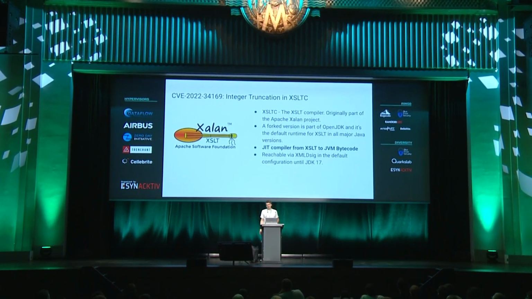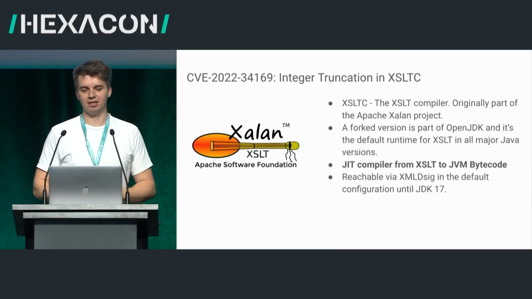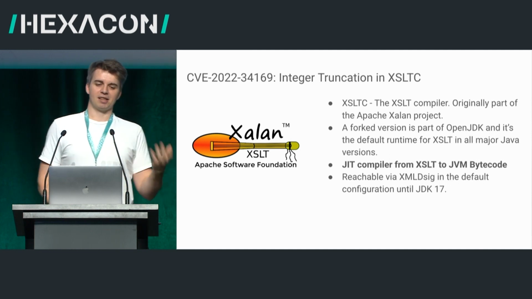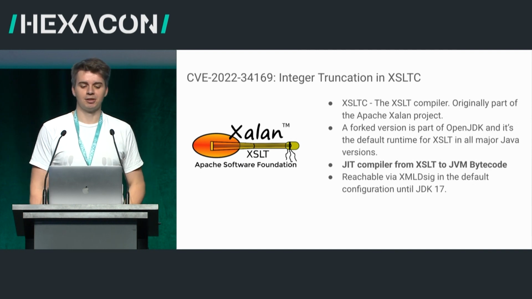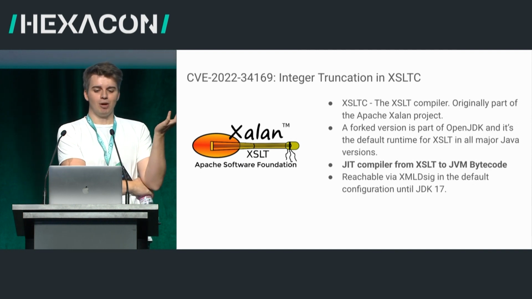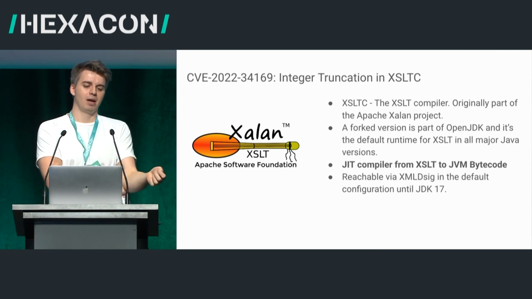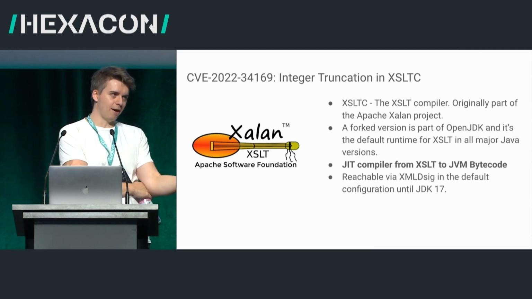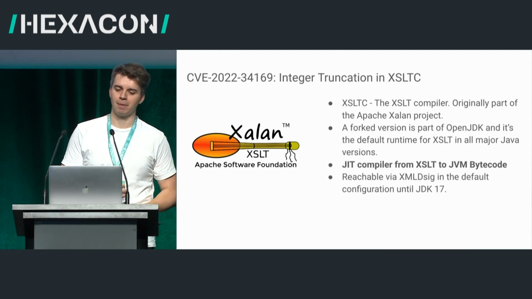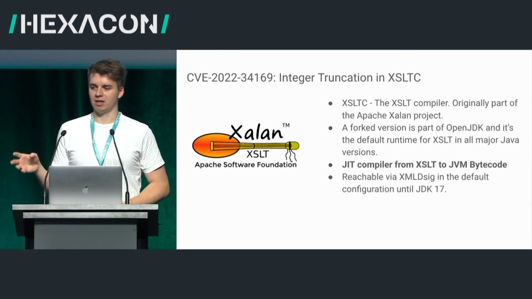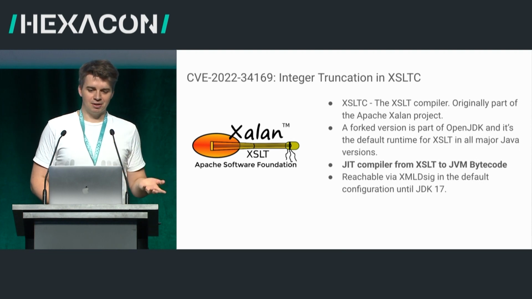And this one is an integer truncation issue in a software component called XSLTC. And XSLTC, I hope you haven't heard of it before, because I definitely didn't, is an XSLT compiler. It originally was part of the Apache Xalan project, but then it ended up in the Java standard library via a forked version. So now it's part of OpenJDK. It's the default runtime for XSLT in all major Java versions.